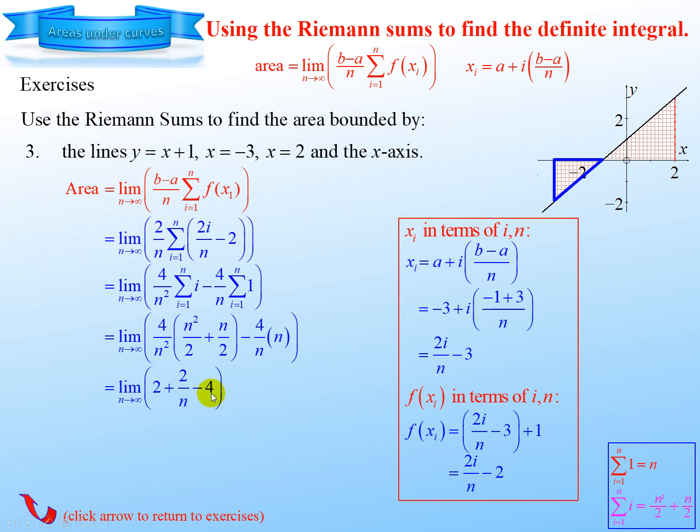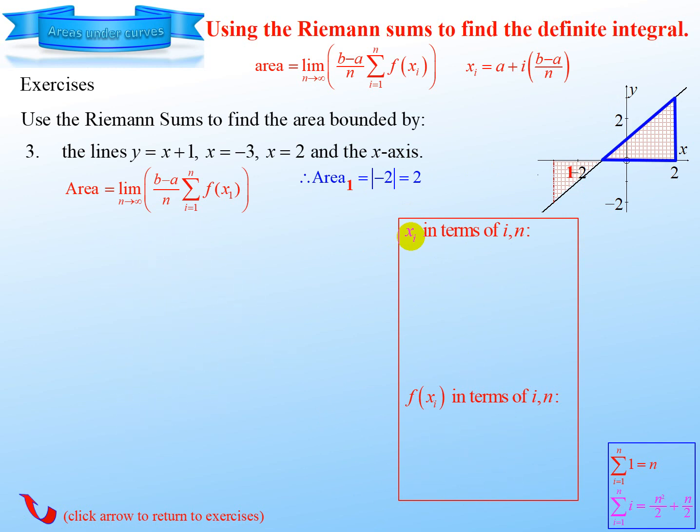2 and -4 stay, they're constants. 2 over n tends to 0 as n tends to infinity. So we're going to end up with -2 as an answer. Now, because it's an area we're talking about, we're going to find the absolute value of that. So area 1 is the absolute value of -2, which equals 2. So finished with that. So let's get rid of all that.